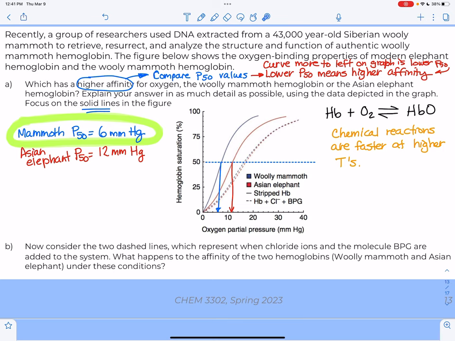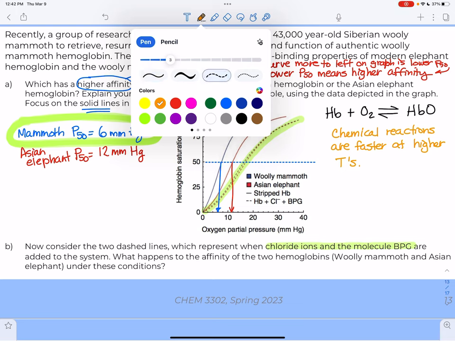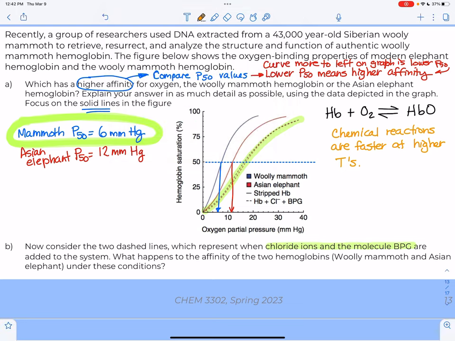Now let's consider these dashed lines, which are different conditions. They represent when we have these two molecules, chloride ions and this molecule BPG, that after break we'll be talking about its effect on hemoglobin. But for this case, all we want to look at is what happens under these conditions to the affinity for hemoglobin.